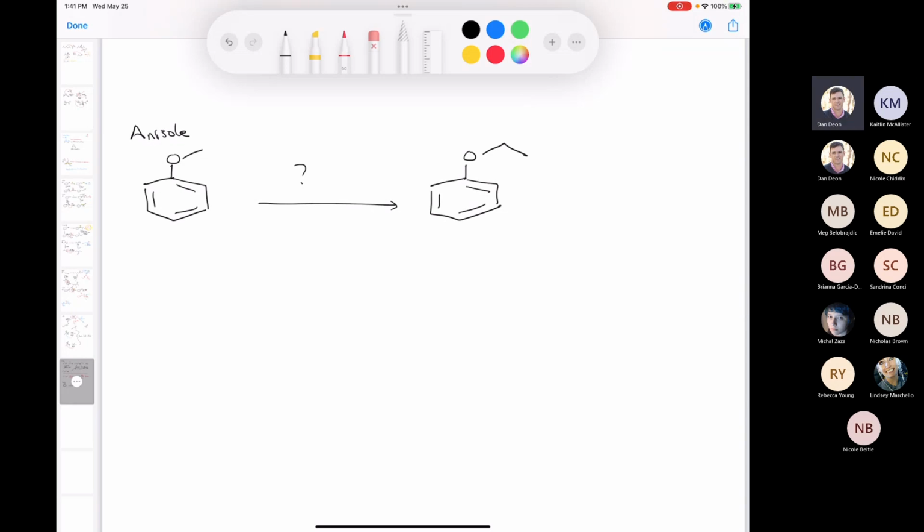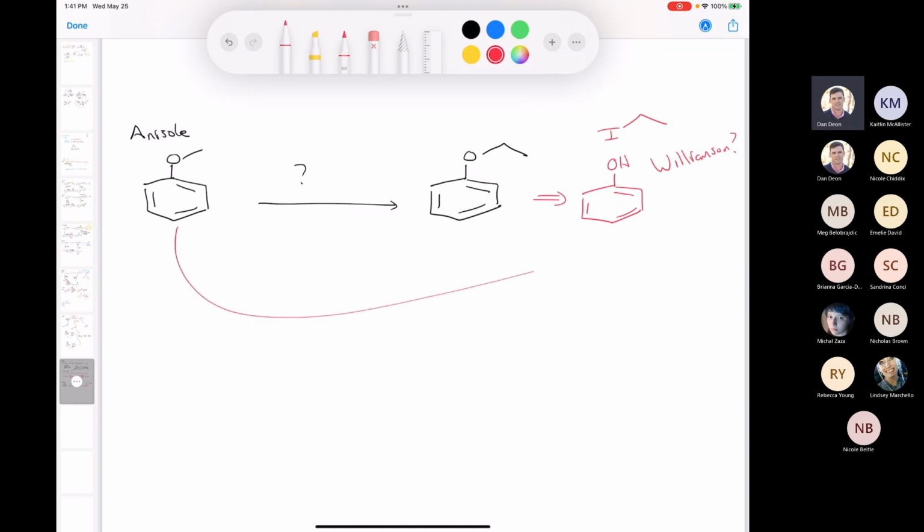So how would we do this? If you had phenol, I think everybody here knows that all you'd have to do is take phenol and deprotonate it with a base, and then treat it with ethyl iodide, and you could do a Williamson.